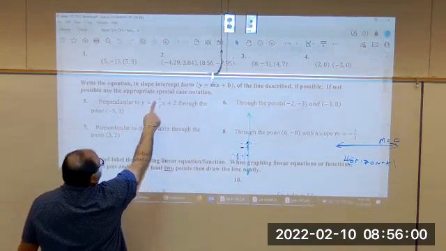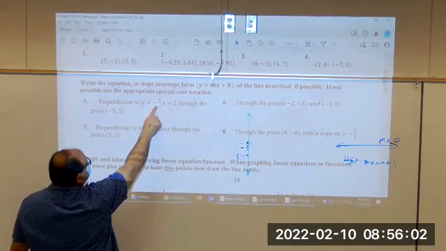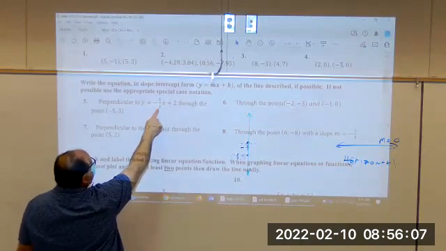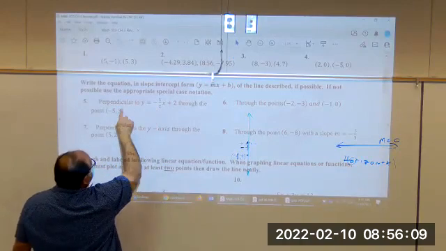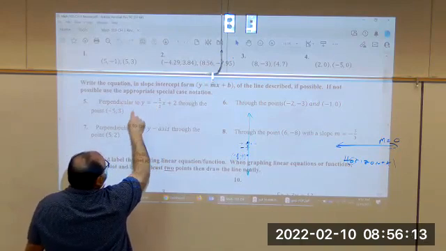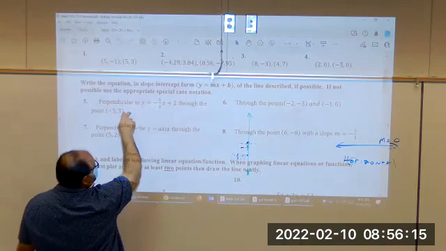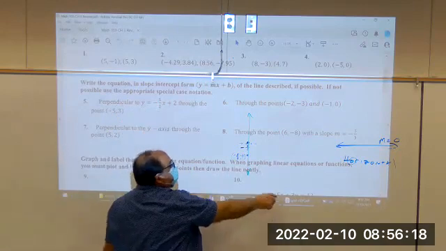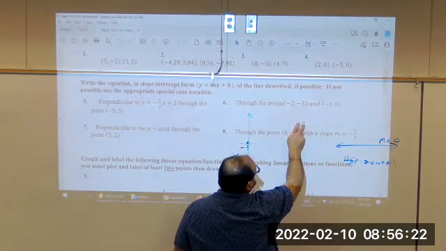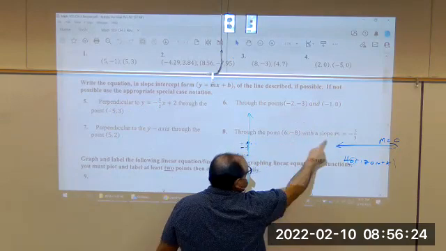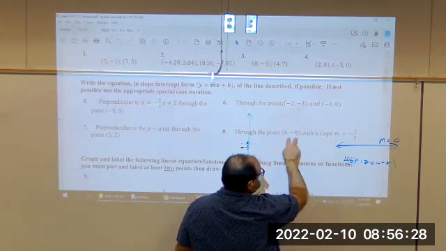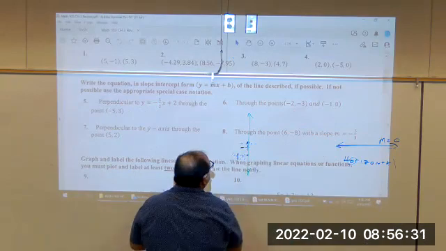Right here, perpendicular to that, we did this one on Tuesday. Perpendicular to this slope would be positive 2 over 5. If I was going to do parallel, then the slope would have been negative 5 over 2, because slopes are equal for parallel. Here, you calculate the slope, y sub 2 minus y sub 1 over x sub 2 minus x sub 1. Here, you're given the slope. That's not 0 or undefined, so this is not a special case.